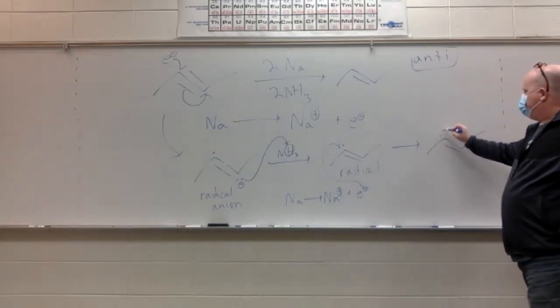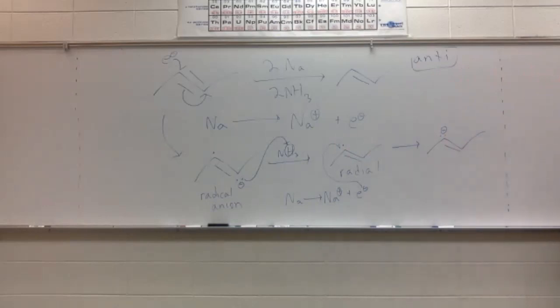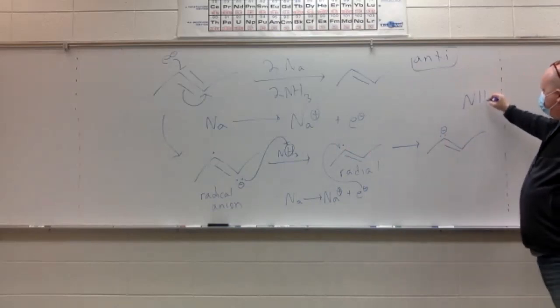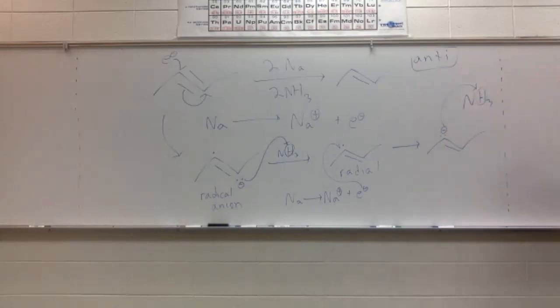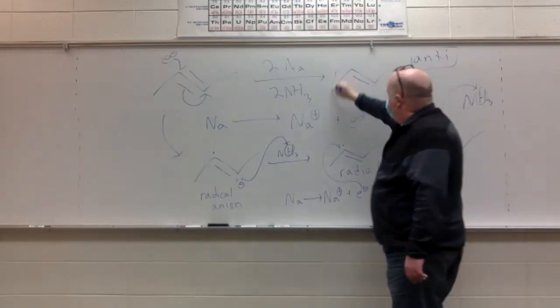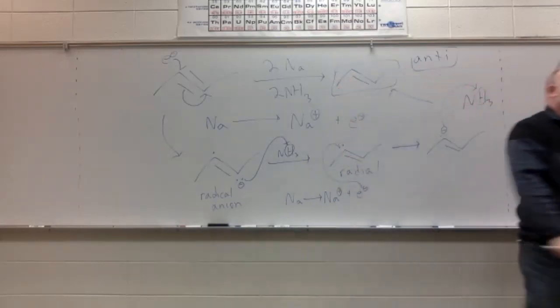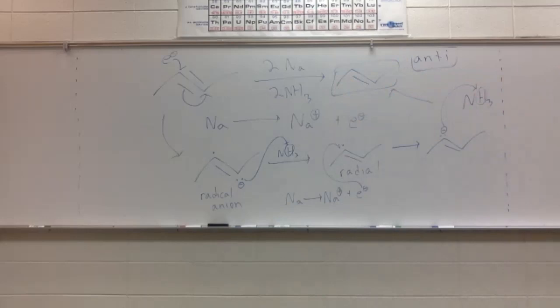And now that we have an unshared pair, we have a full negative charge on that carbon. And lastly, that other NH3 can come in, donate a proton to that negative, and boom, that's how you get your trans alkene. So it's kind of cool. You get a little peek into radical chemistry here. So definitely a different mechanism, but it works.